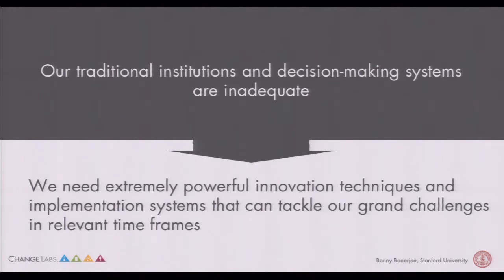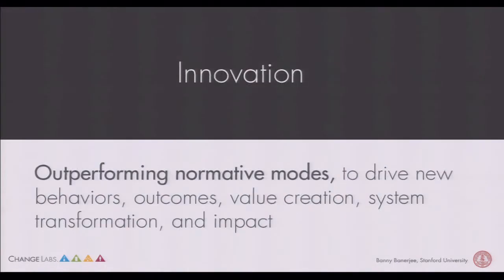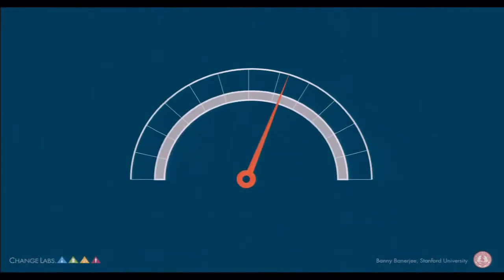And that means that we need extremely powerful, innovative approaches. And so one definition of innovation is that it's a way in which to outperform normative modes in order to create very, very new types of outcomes, values, behaviors, and system behavior, and ultimately create new kinds of trajectories and impact. So that's one definition of innovation. And then the question is, what does that constitute? What would it take for us in such diverse fields to bring this about?